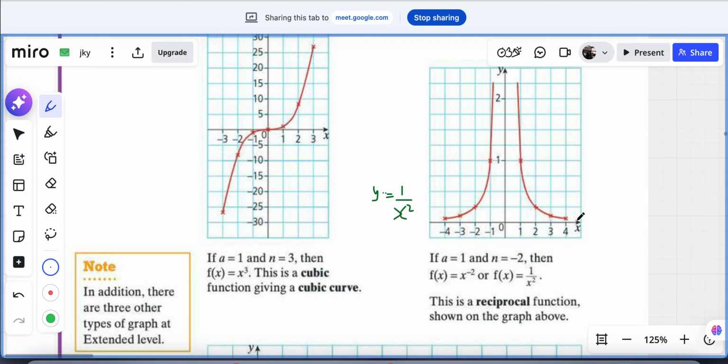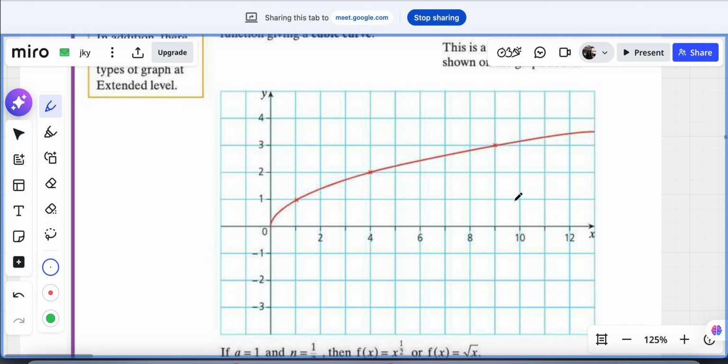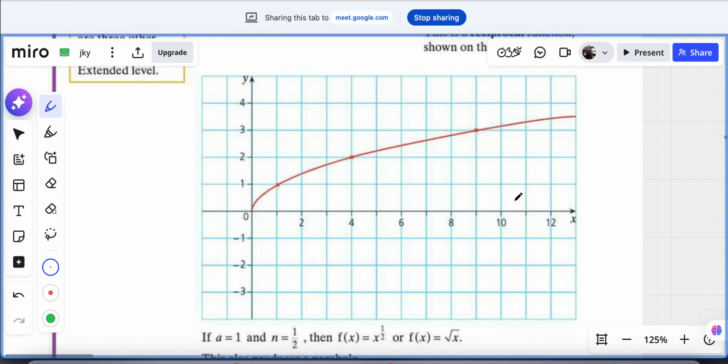You know the one we did just now? For ordinary reciprocal, one goes this way, one goes the other side. One is on the positive side of both the x-axis and y-axis. The other one was on the negative side of both x-axis and y-axis. But for the quadratic reciprocal, one would be on the negative x-axis but positive on the y, and the other one would be on the positive x and y-axis. So the quadratic reciprocal graph looks like this: 1 over x squared, 2 over x squared, 5 over x squared. All of them look like this. Is that okay?